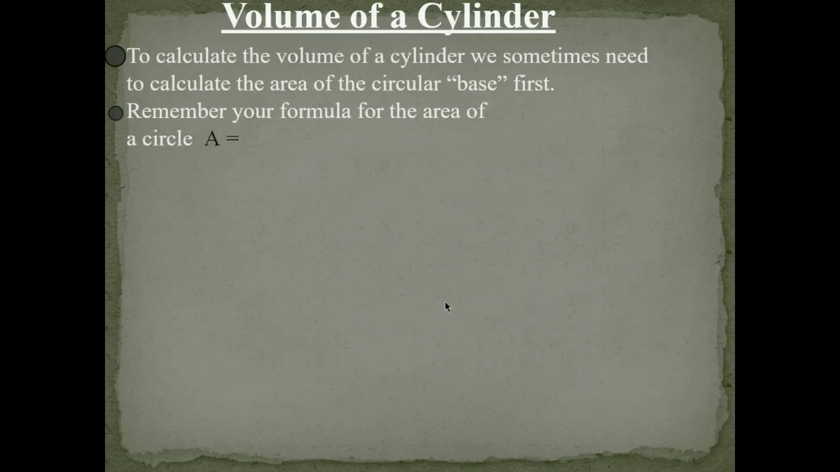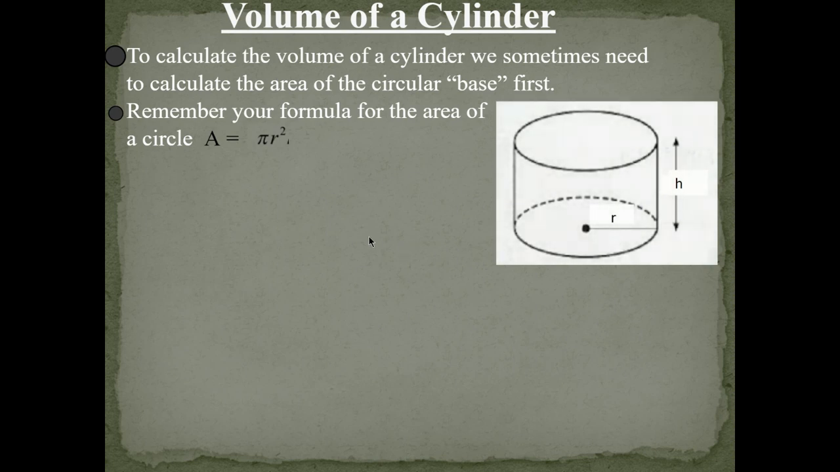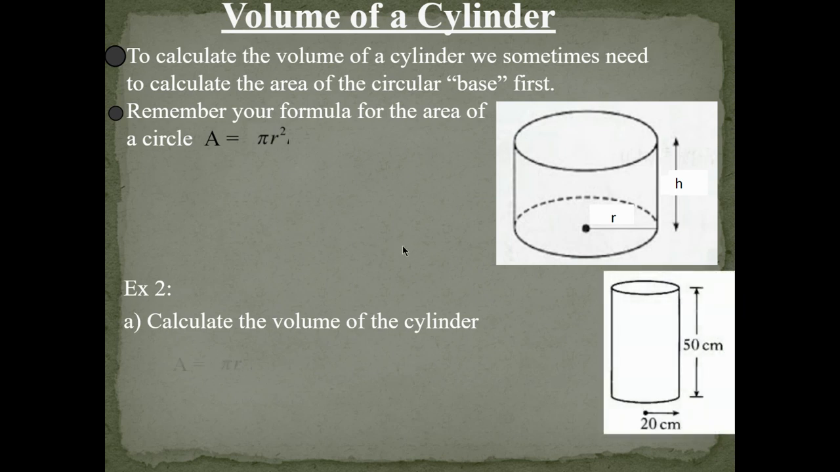The second example that I'm going to look at, again of a cylinder, this time we don't have the answer to the area of the circular base, so we need to work it out first using the formula A equals pi r squared for our circle. Once we've done that, we can then plug our value of A into our formula for the volume of a prism.